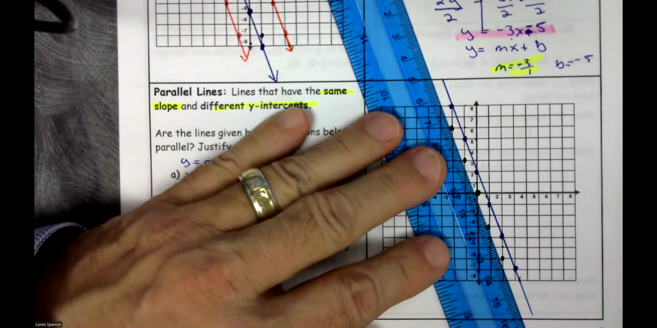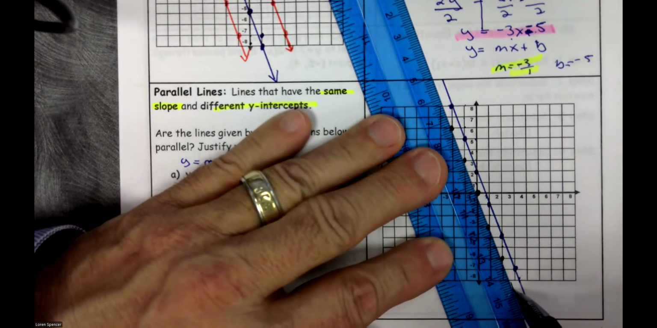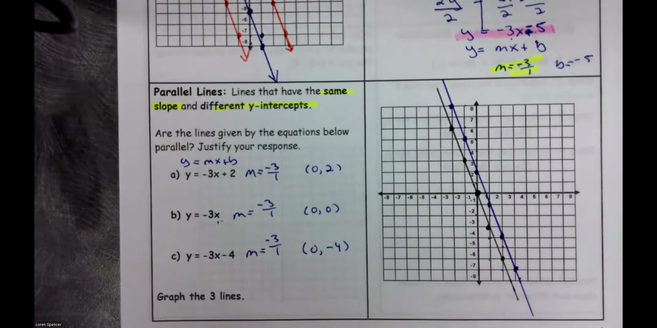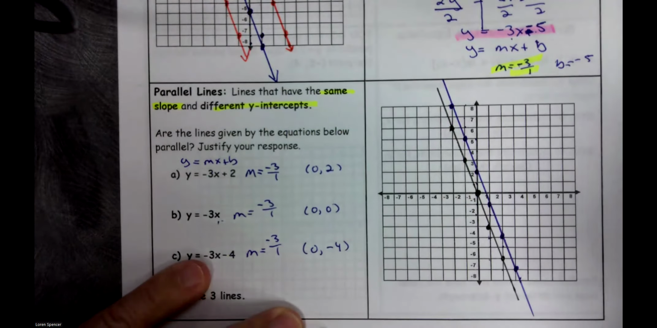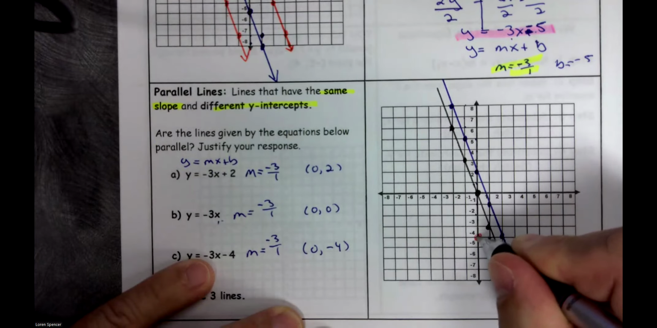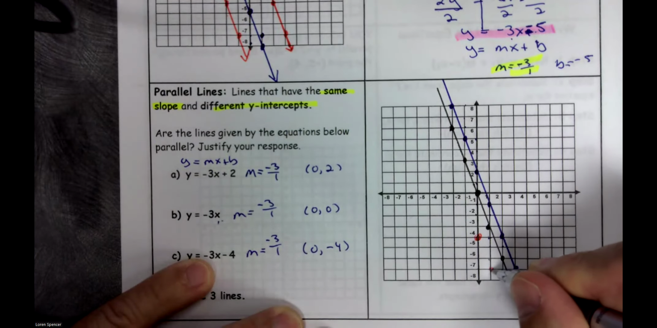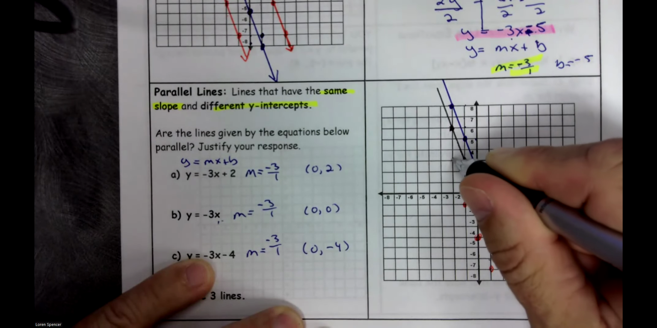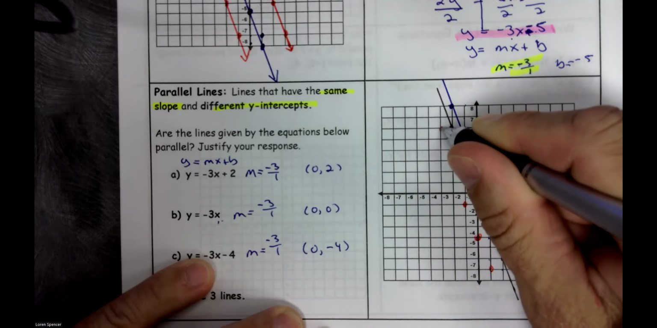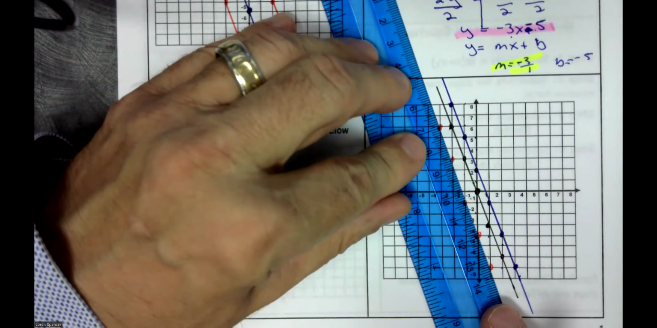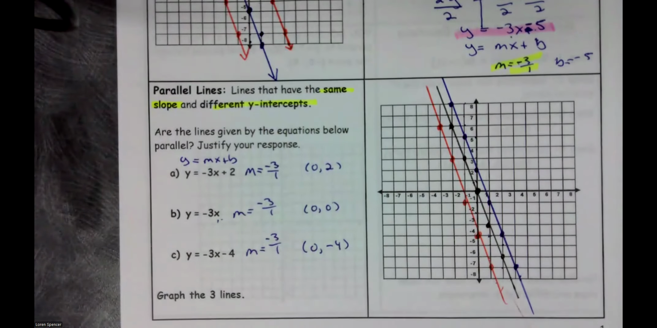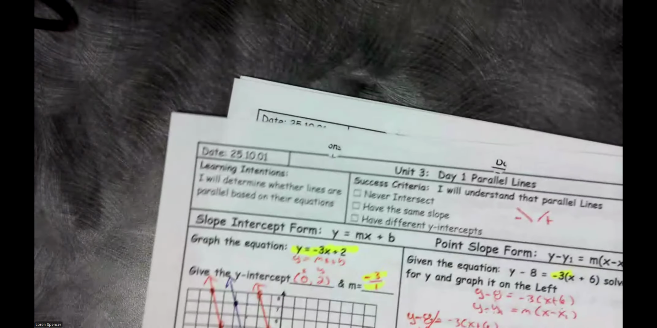And these lines are really close together. And then the last one is at 0, -4. The same slope of negative 3 over 1. And there we go. All right, moving on to the next.